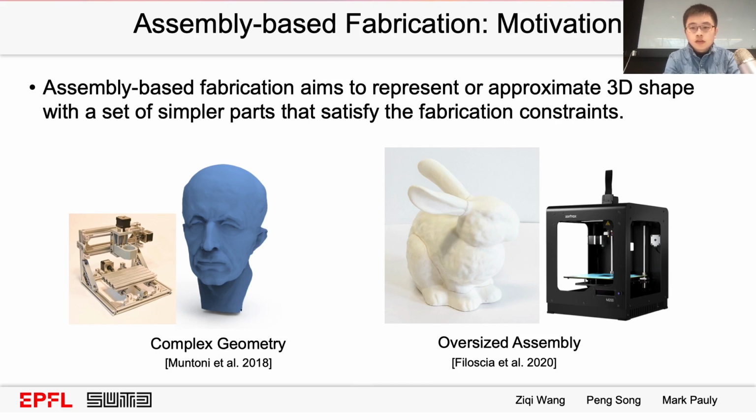My first research topic is about the assembly-based fabrication. The major reason for making assemblies instead of single piece is that every fabrication technique has its own restriction in terms of the fabricable shape. If the input shape is too complex or too large to be made, the assembly-based fabrication can address these problems by approximating the input's 3D shape with a set of simpler parts that satisfy the fabrication constraints.